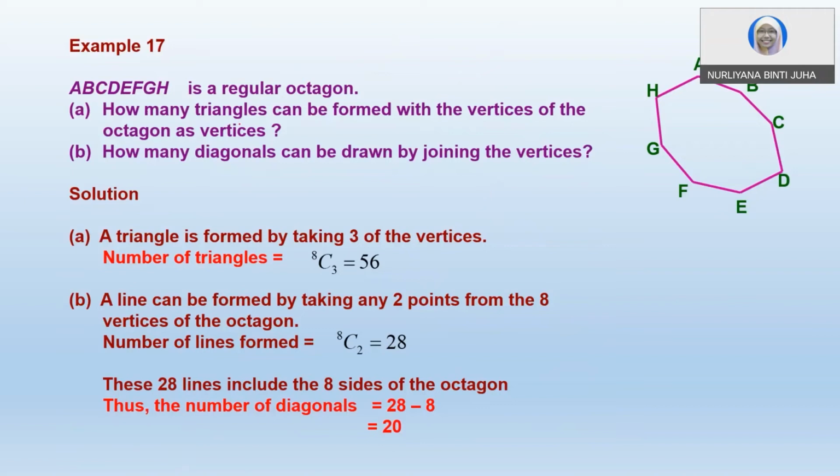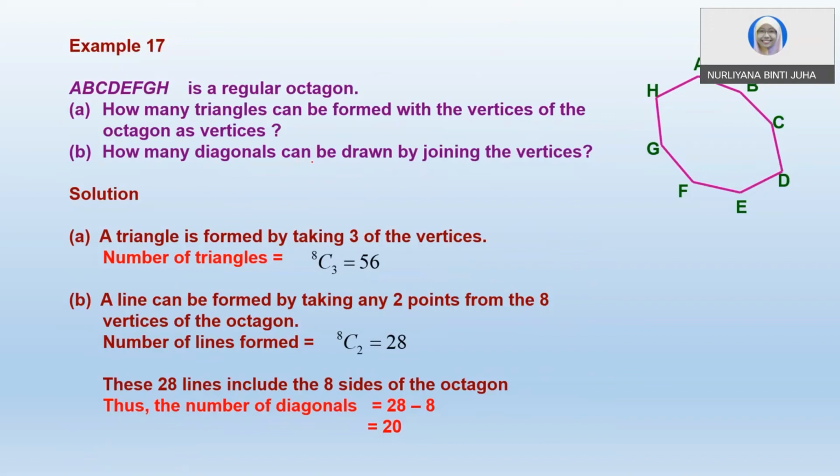So how many triangles can be formed with the vertices of the octagon as vertices? Okay, dia kata how many triangles, berapa segitiga yang kita boleh bentuk with the vertices. Vertices mean the corners here of the octagon as vertices. And B, how many diagonals can be drawn by joining the vertices?